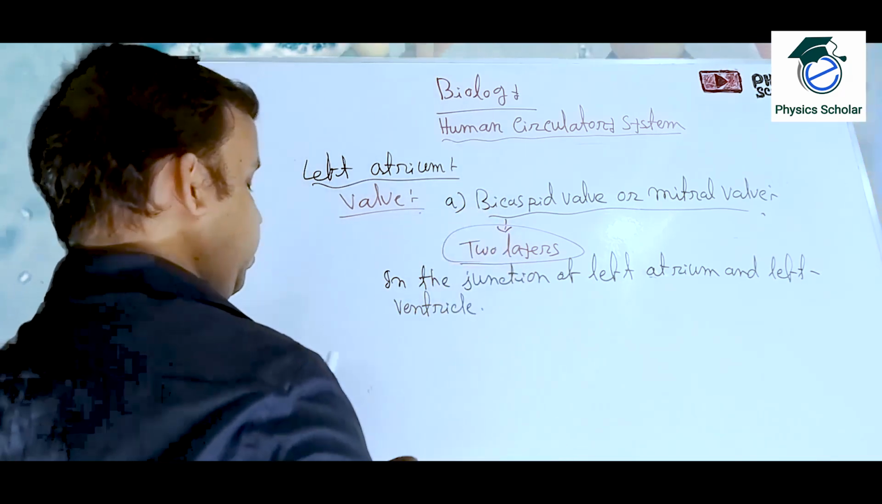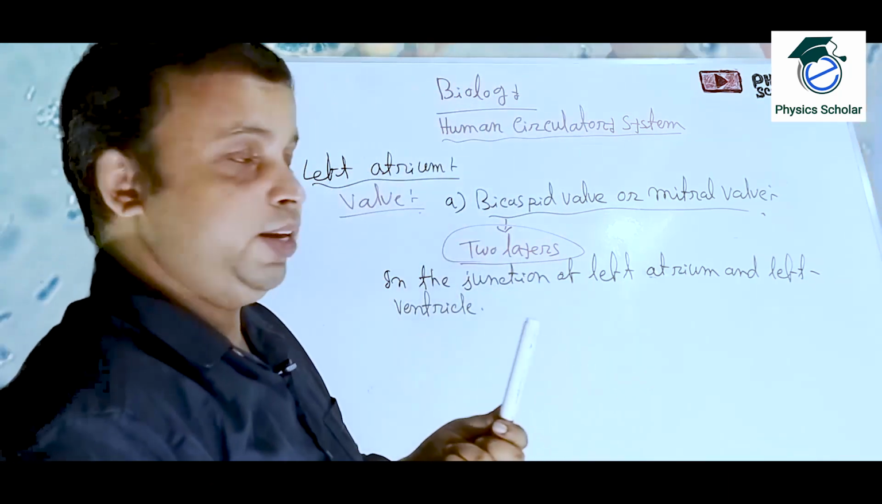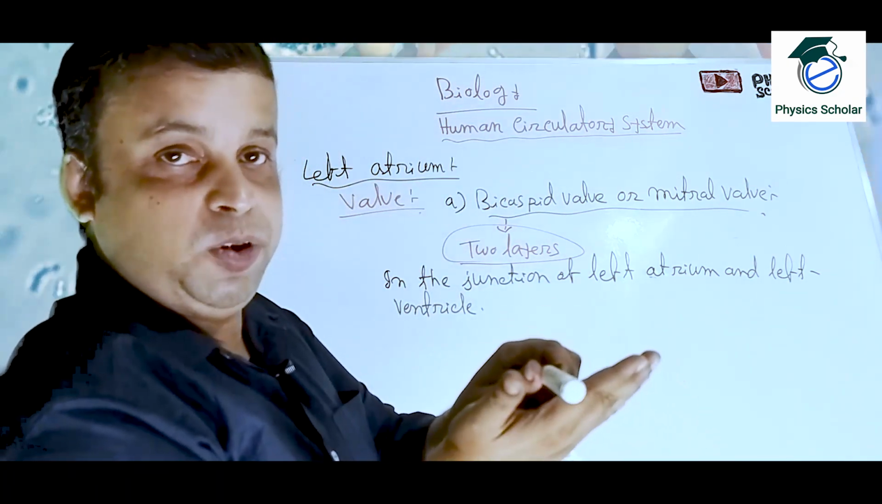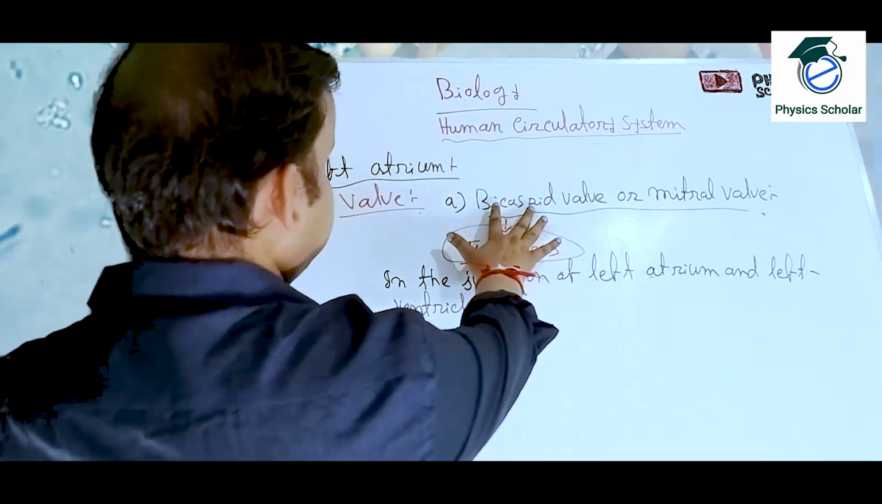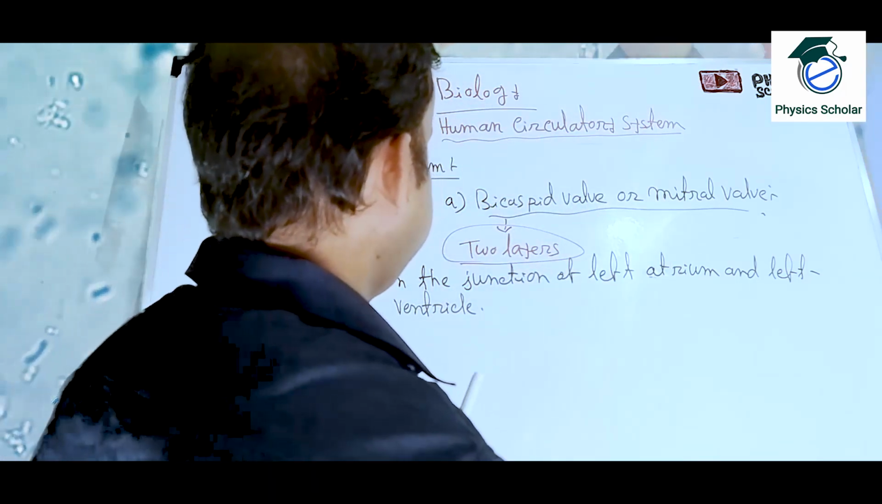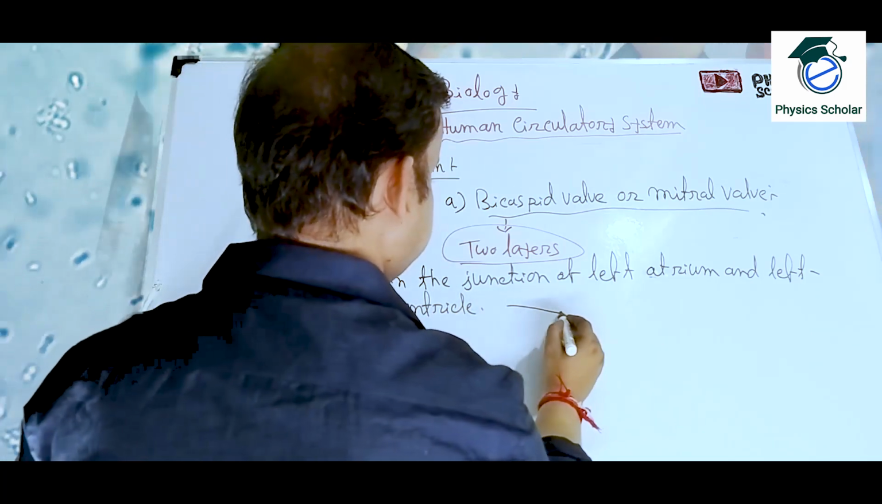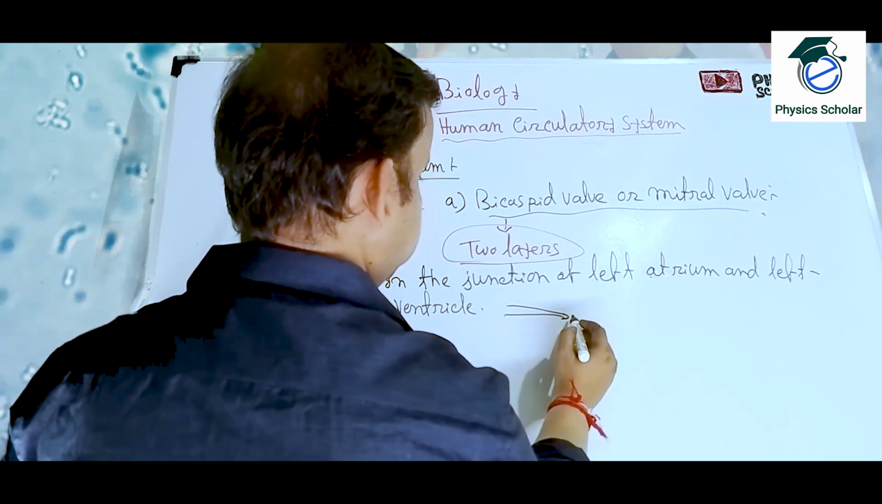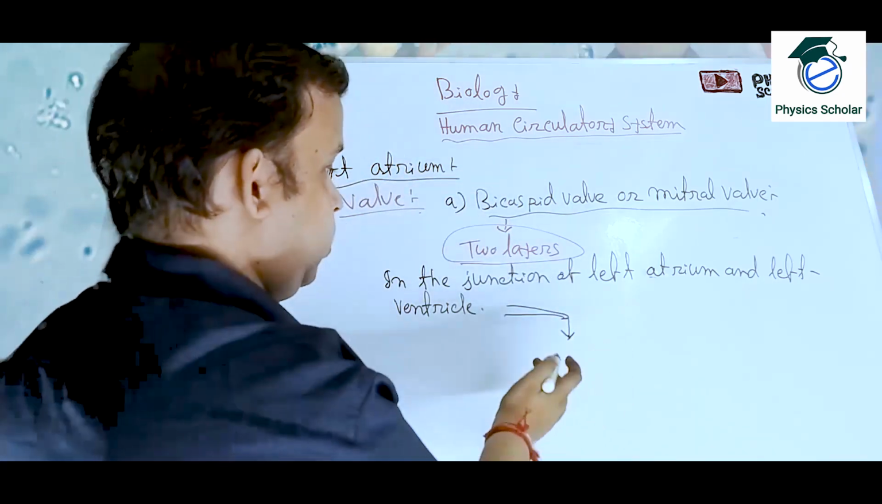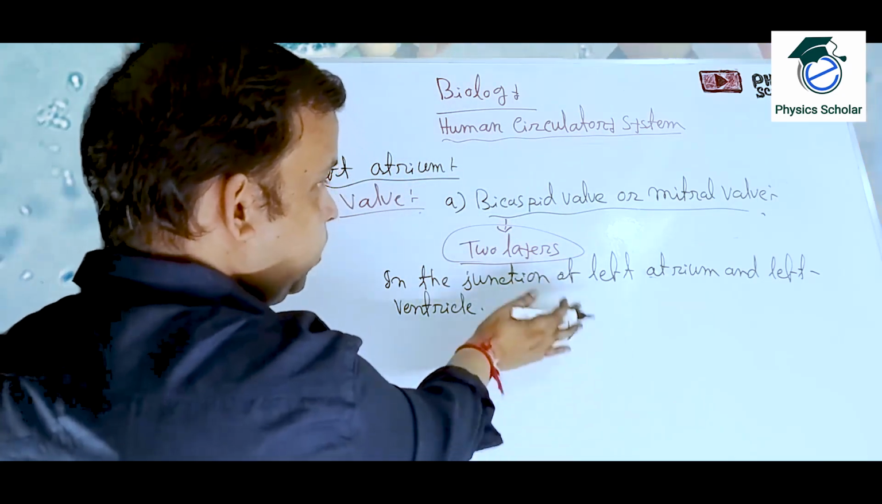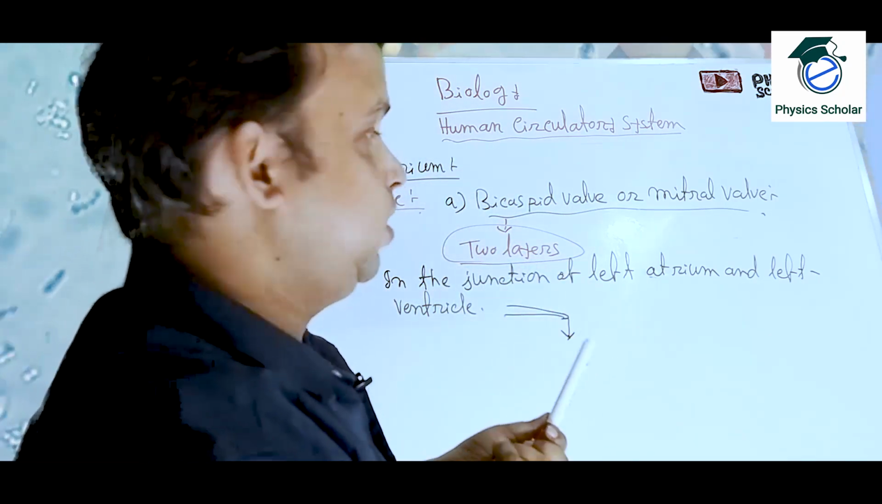Clear? So the mitral valve is situated at the junction, or the meeting point, of the left atrium and left ventricle. What is basically the function of this valve? This valve will open downwards. Clear? This valve will open in the downward direction.